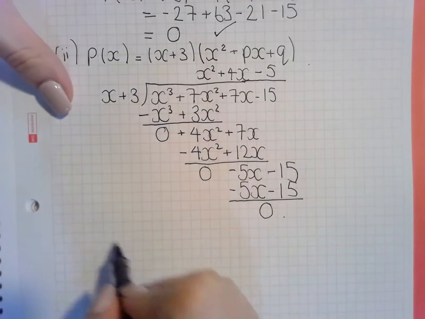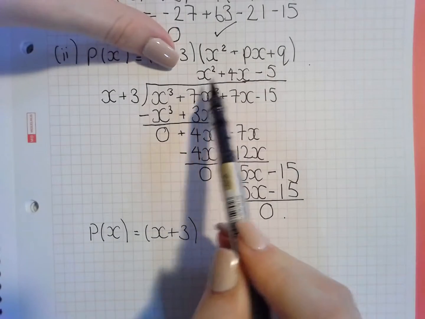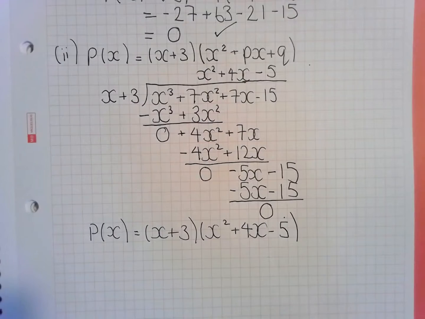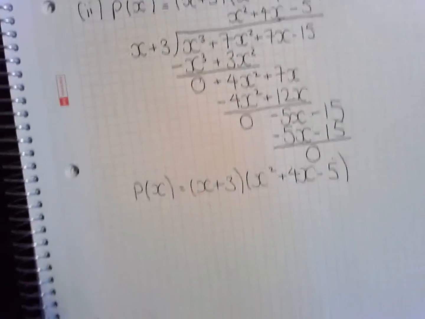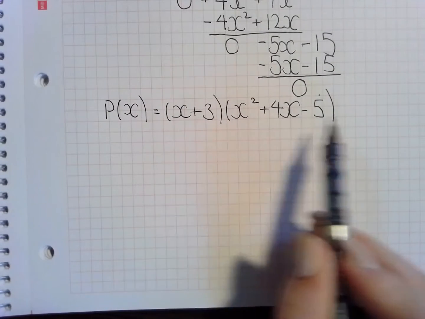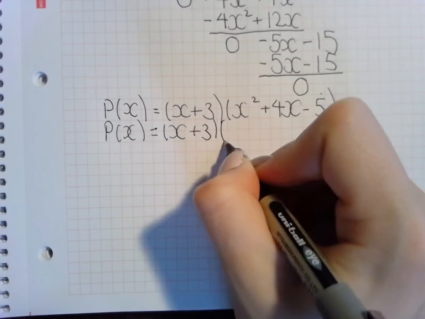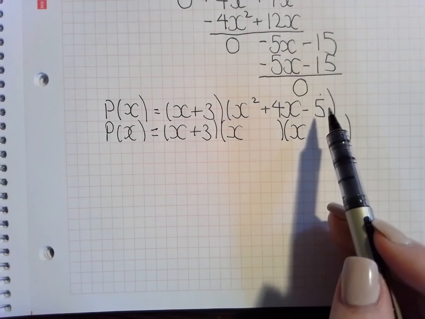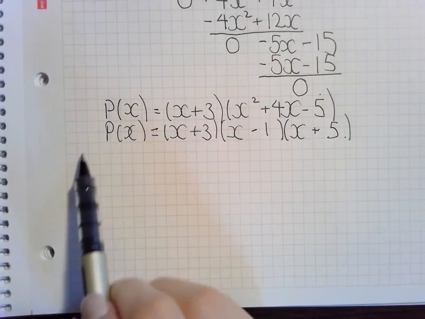So p(x) equals x plus 3, and then this here, x squared plus 4x minus 5. But the question wants it in 3 linear factors. So we're going to have to separate this up. You should have done this before, you'll know how to separate this up. So what two numbers multiply to make minus 5 and add together to make 4? And that is minus 1 and 5. So this is your answer.